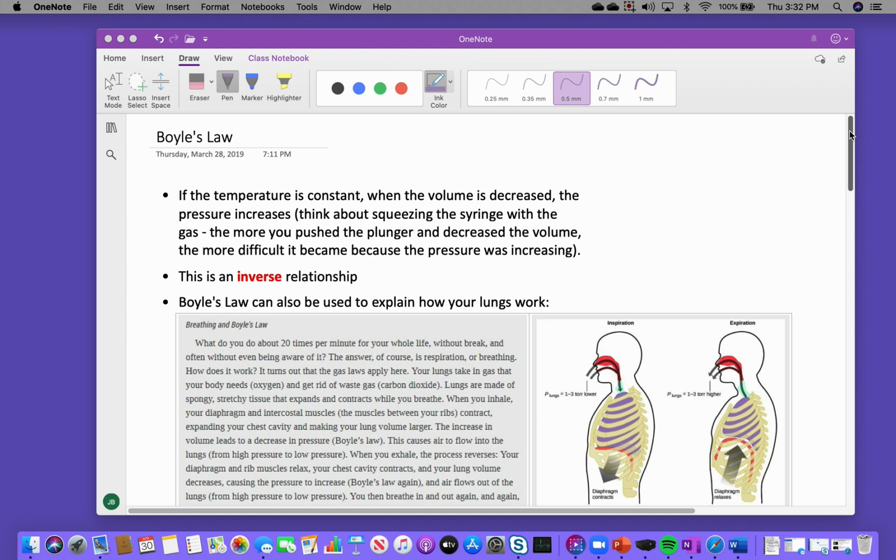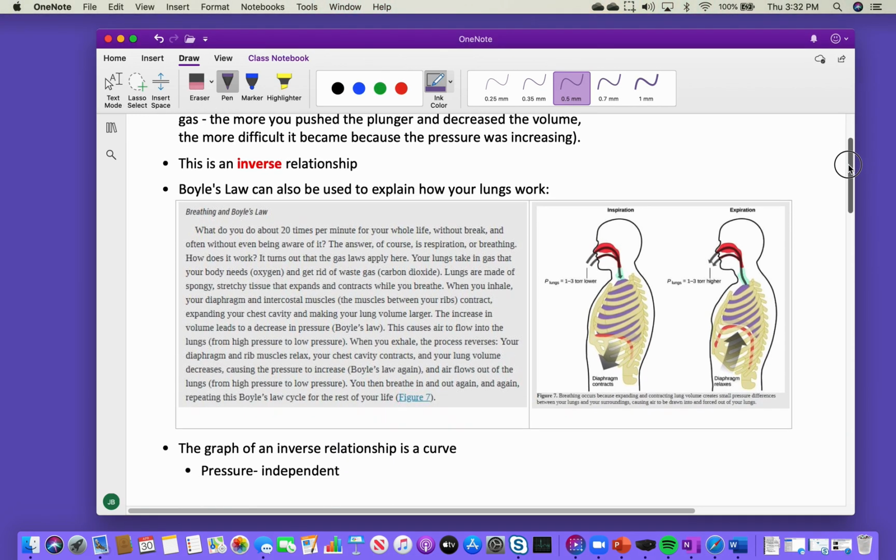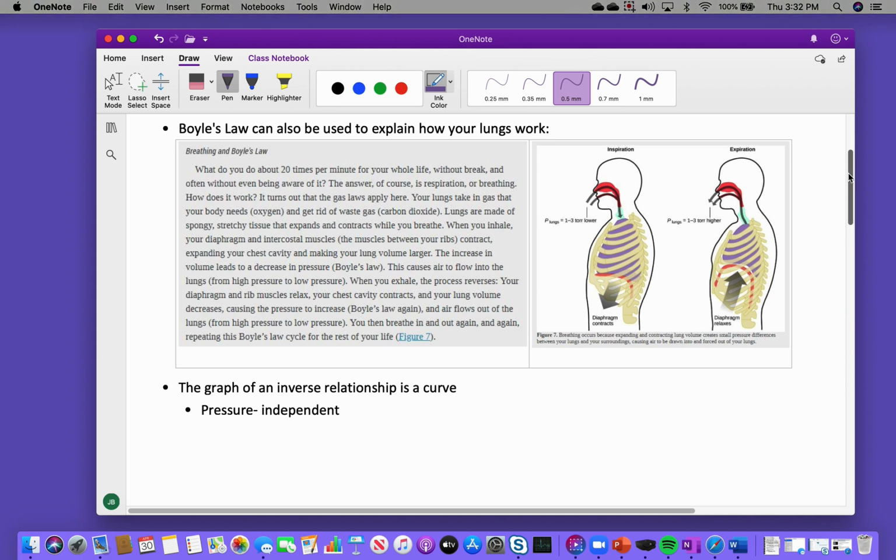And we're going to see that this is an inverse relationship. Okay, so as the volume decreases, the pressure increases. And if the volume increases, then the pressure will decrease. So we can use that relationship between pressure and volume to help you understand how your lungs work. This is how you can breathe and constantly take in air and breathe out carbon dioxide without ever having to consciously think about it, all because of Boyle's law.